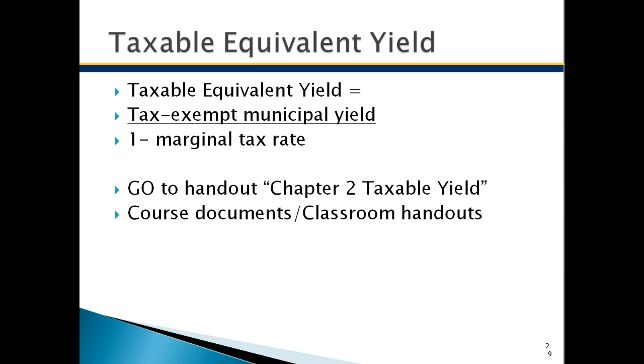So there's a handout from Chapter 2, Taxable Yield. So if you go to Course Documents, Classroom Handouts, on the electronic blackboard, you can pull down this document and you can see examples of a couple different formulas. I put in there the treasury bonds are state tax free, so I put a formula in if you want to calculate the taxable equivalence of a federal bond, like a treasury bill. There's also the state bonds that are both federal and state tax free.